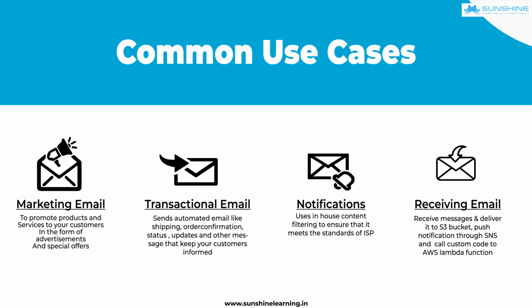Notifications: you can use it to send out notifications for system health reports, application error reports, workflow status updates, and any other event that requires reporting. And then you have an option to receive emails also, where you can receive messages and deliver them to some other AWS services as well. Like you can push it to an S3 bucket. You can do a push notification through SNS also. You can call some custom code using Lambda functions as well, which is a serverless architecture. Likewise, there are many other activities that you can perform with Amazon SES.